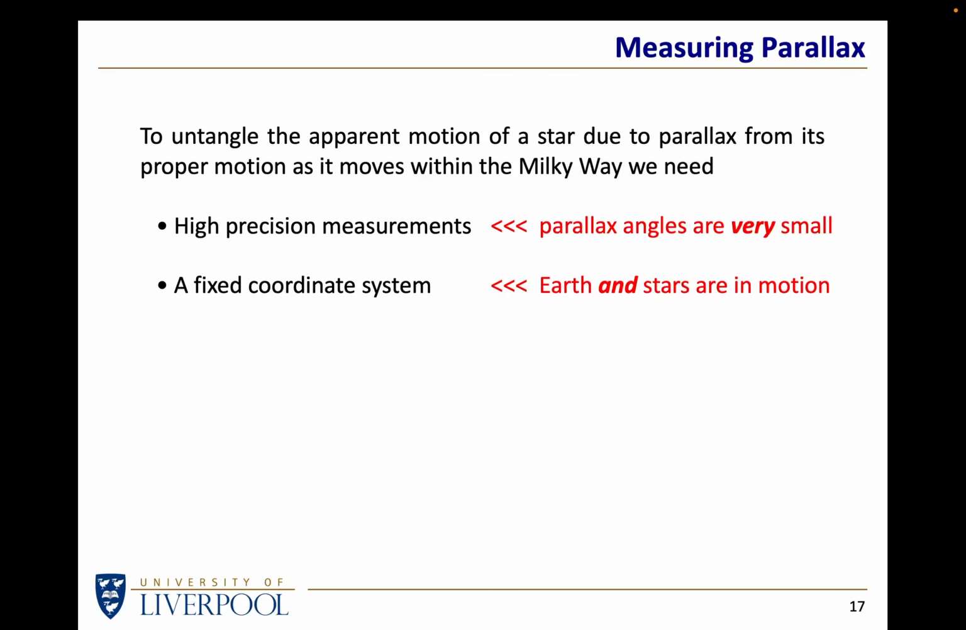Parallax angles are very small. Remember, 1 arcsecond is for the very closest objects. Most distant objects will be a tiny, tiny fraction of an arcsecond. And we need a fixed coordinate system because both the Earth and the stars are in motion. We know how the Earth is moving. If we want to know how the stars are moving, we've got to disentangle these various effects.